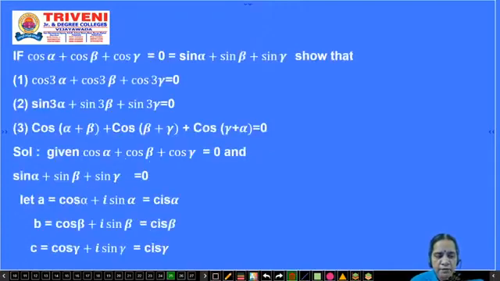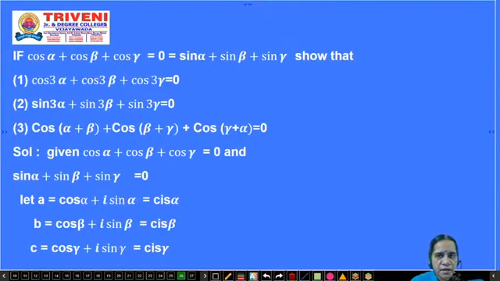Okay, and then we are going to the next sum. If cos alpha plus cos beta plus cos gamma is equal to 0, that is equal to sin alpha plus sin beta plus sin gamma, then show that first one is cos 3 alpha plus cos 3 beta plus cos 3 gamma is equal to 0. Second bit is sin 3 alpha plus sin 3 beta plus sin 3 gamma is equal to 0.